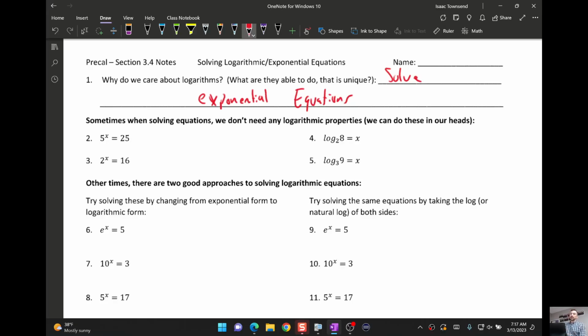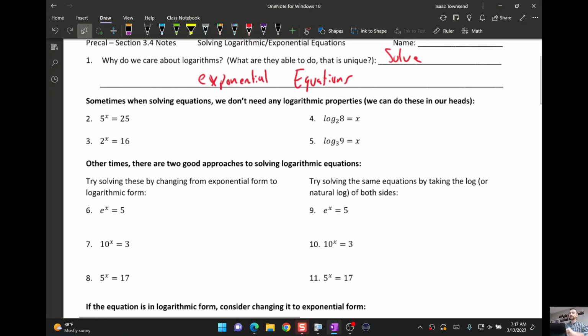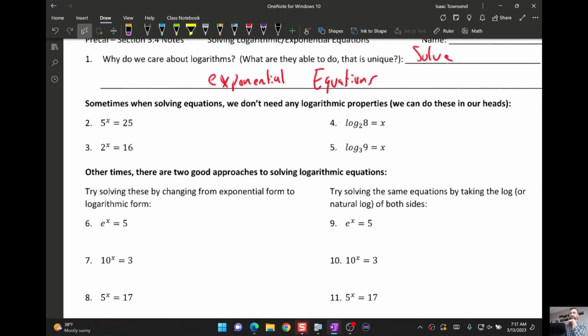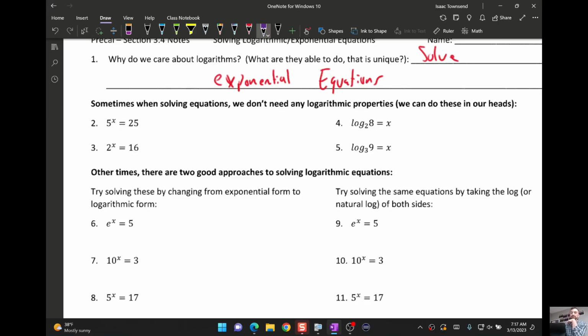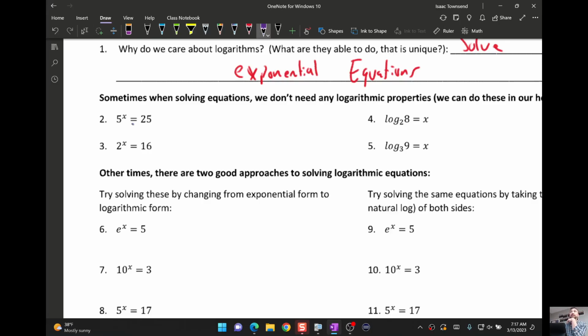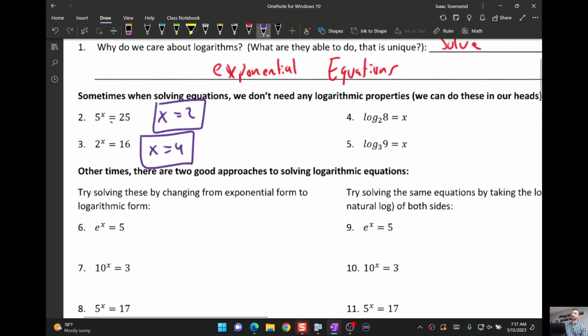Now, on this handout, I organized it from what I think is the easier stuff and then it builds up to the harder stuff. So make sure that you're sticking with us here. The first thing you should consider is you don't always need to use log properties. Depending on the question, if it's easy enough, you don't have to do log stuff. So like question 2, 5 to what power gives you 25? Hopefully you could just do that in your head. 2 to the 4th is what gives you 16. Those are nice whole number answers. I don't need to do anything fancy here.